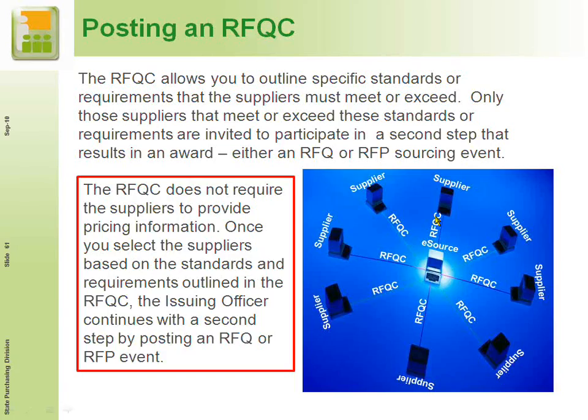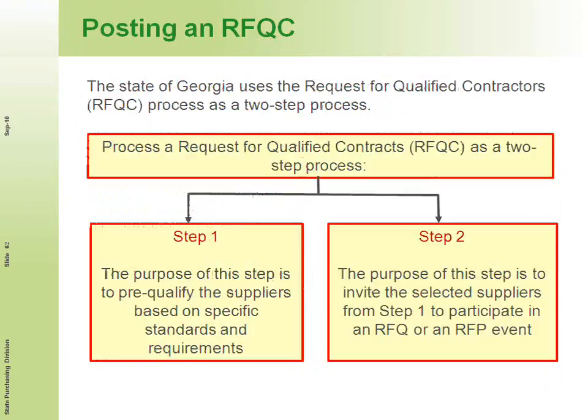RFQCs in eSource. Now, an RFQC allows you to outline specific standards or requirements that the suppliers must meet or exceed. Only those suppliers that meet or exceed these standards or requirements are invited to participate in a second step that results in award, either an RFQ or an RFP sourcing event. The RFQC does not require the suppliers to provide pricing information. Once you select the suppliers based on the standards and requirements outlined in the RFQC, the issuing officer continues with a second step by posting an RFQ or an RFP event.